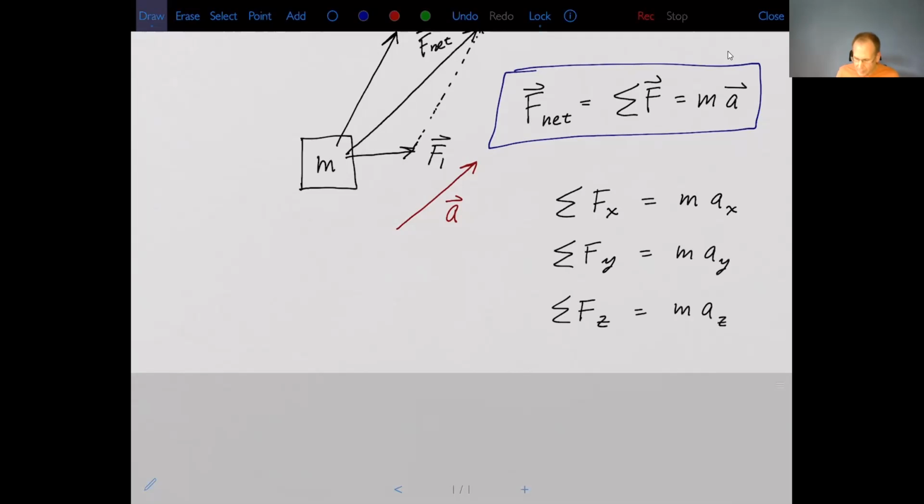And for most of the examples in lab and in lecture, they're going to be just 2-dimensional examples. So really, we only need to worry about the x and y directions. We won't typically deal with 3 dimensions. Okay, so that's Newton's second law. It's F equals ma, but remember F is the net force, right? The sum of the forces equals ma.